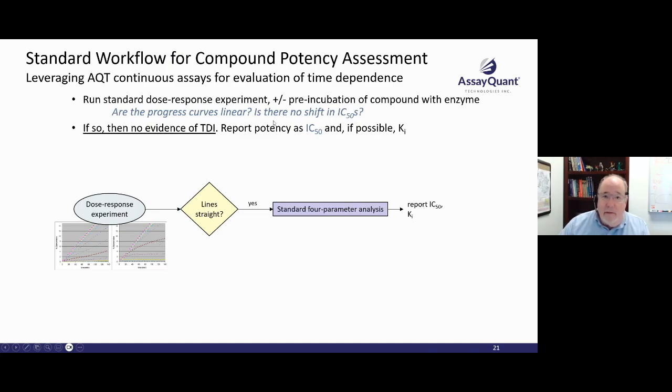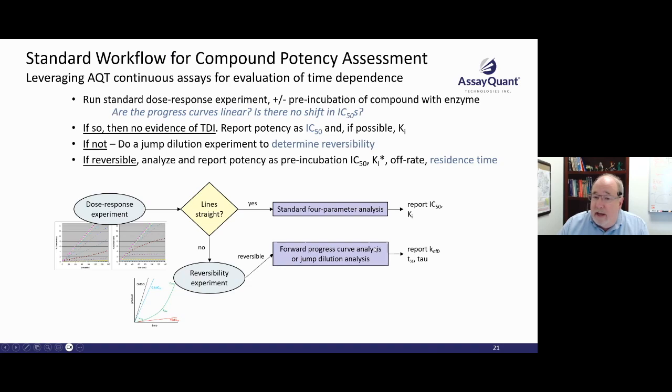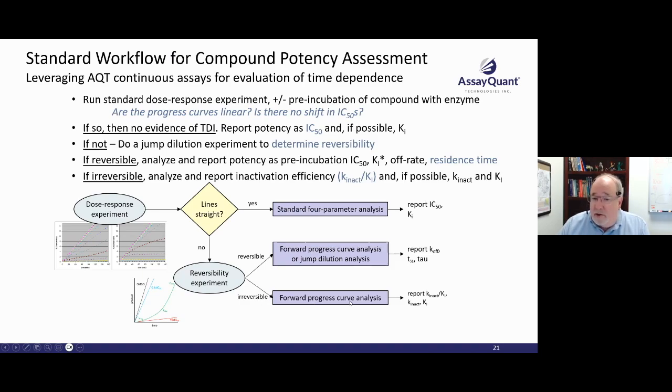If, however, it is curvy and we do see some shifts in IC50s, then we're interested in finding out if these are reversible inhibitors or irreversible inhibitors. And the simplest way to do that is with a jump dilution experiment. And that tells us right away if it's a reversible inhibitor or an irreversible inhibitor. If it's a reversible inhibitor, we can do forward progress curve analysis and report the off rate, the half-life, or as is most used nowadays, the residence time of this. And those are all things that you'll want to use to report the potency of your reversible inhibitor, your perhaps slow off-rate inhibitor. For an irreversible inhibitor, we'll do forward progress curve analyses, but this time fit it to something else entirely, and we'll report kinact on KI, or kinact separate from KI.